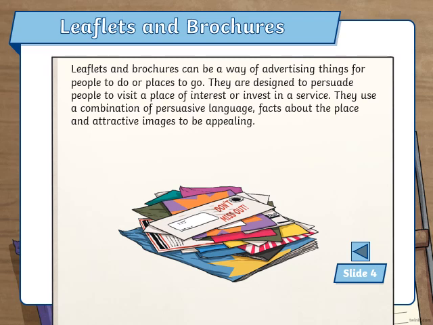Leaflets and brochures, this is important too, can be a way of advertising things for people to do or places to go. They are designed to persuade people to visit a place of interest or invest in a service. They use a combination of persuasive language, facts about the place, and attractive images to be appealing.